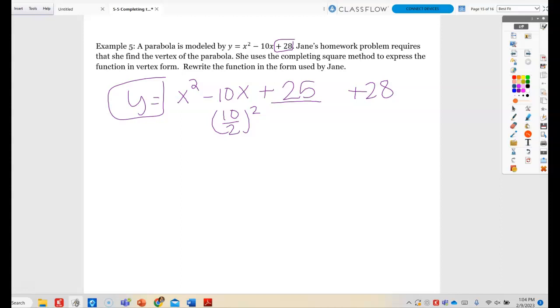So the adding 25 is going to happen to the beginning part. The subtracting 25 is going to happen to the other part. So we're almost treating it like two different parts are happening right now. Because what do you know about x squared minus 10x plus 25? Well, you can rewrite that as y equals (x minus 5), that is b divided by 2, quantity squared, because you completed the square, you made that perfect square trinomial in the parentheses, and then 28 minus 25 becomes 3.